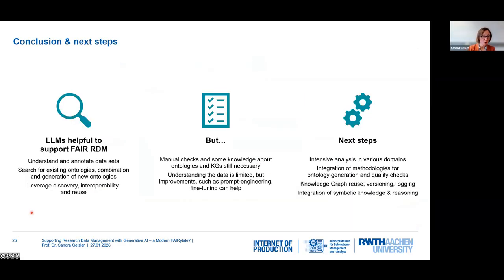Okay, so to conclude, we've seen examples where generative AI and LLMs are very helpful to support FAIR research data management, for example, for annotation of data sets. But still, of course, we need some manual checks and some knowledge about ontologies. However, it supports, and we've seen in the usability, it can support the researchers and speed up the process at least very well.